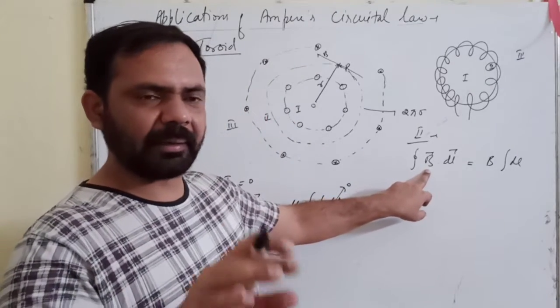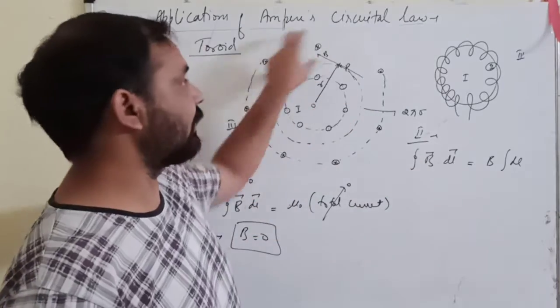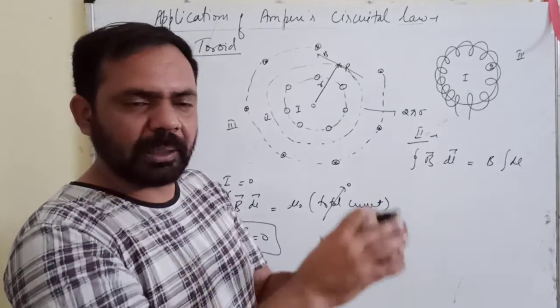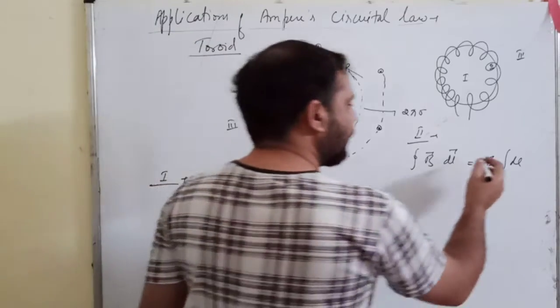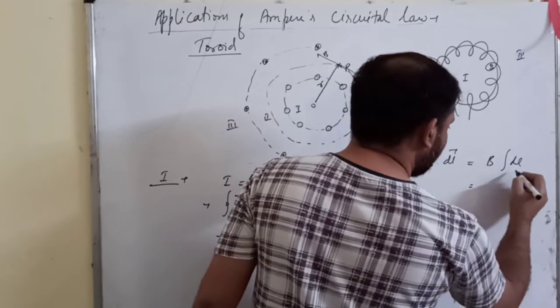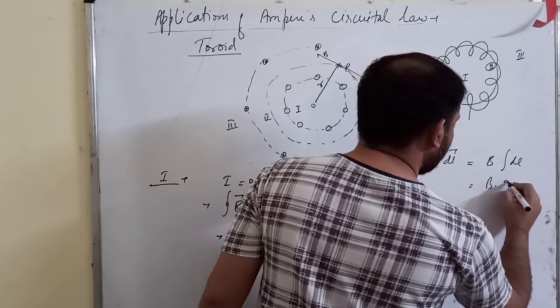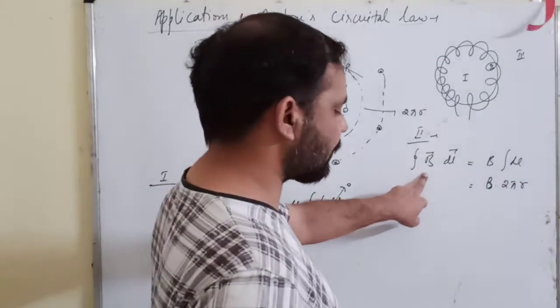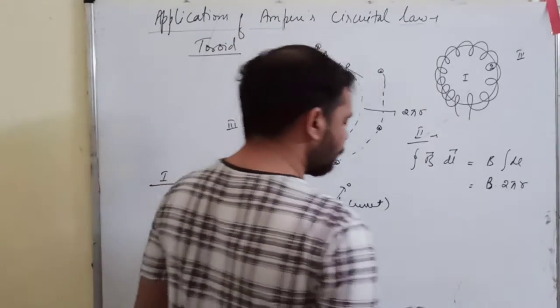Inside the solenoid, the magnetic field is uniform and constant, and this is nothing but a solenoid whose shape is changed to a circular ring. So B is constant, and the integration of dl will be 2 pi r. So you get B into 2 pi r. This is the value of this. Okay. Now, how much?